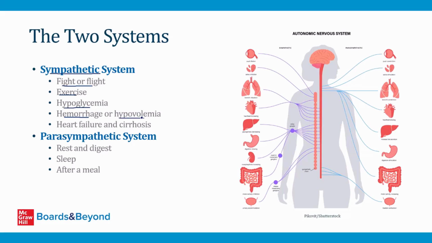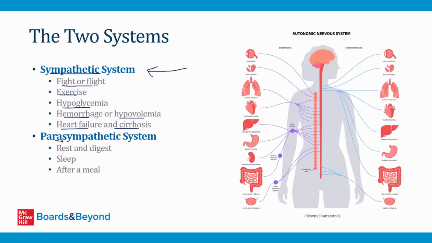Another major activator of the sympathetic nervous system is heart failure or cirrhosis. These are both pathological states where blood volume is not in the arterial system. It's pooling in other systems, like the splanchnic vasculature in cirrhosis, or the veins in heart failure. And so because you're underfilling the arterial system, that activates the sympathetic nervous system as well.